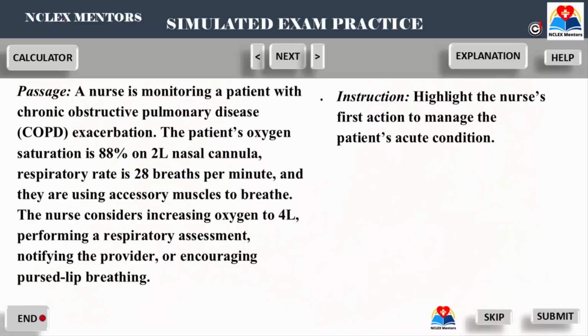All right, class, let's dive into another important case. This time, it's about managing a patient with a COPD exacerbation. Pay close attention to the signs and what they might mean for your first nursing action.